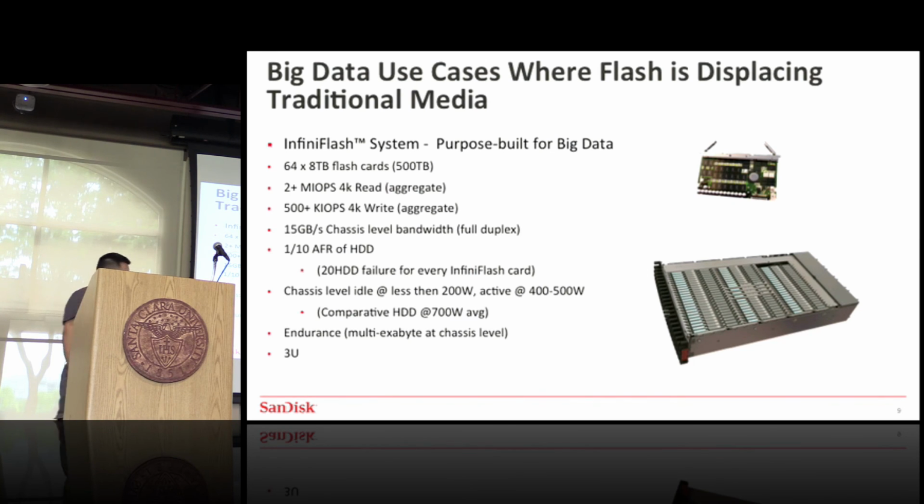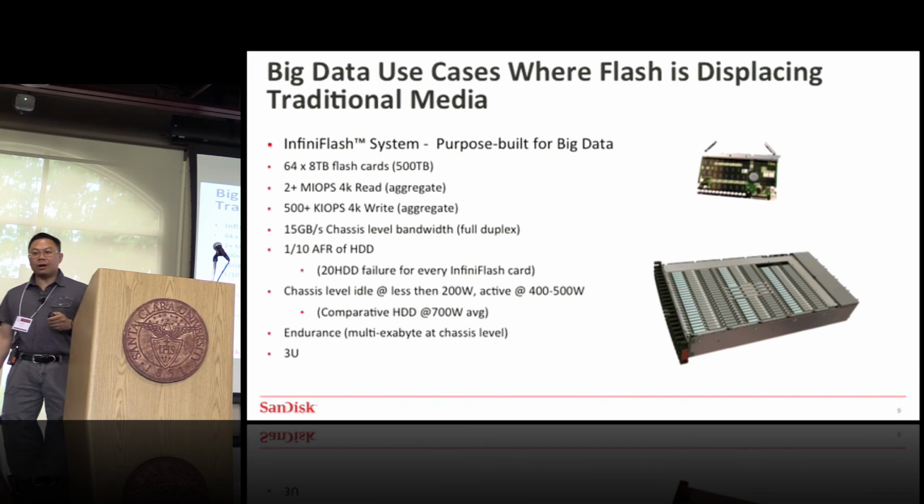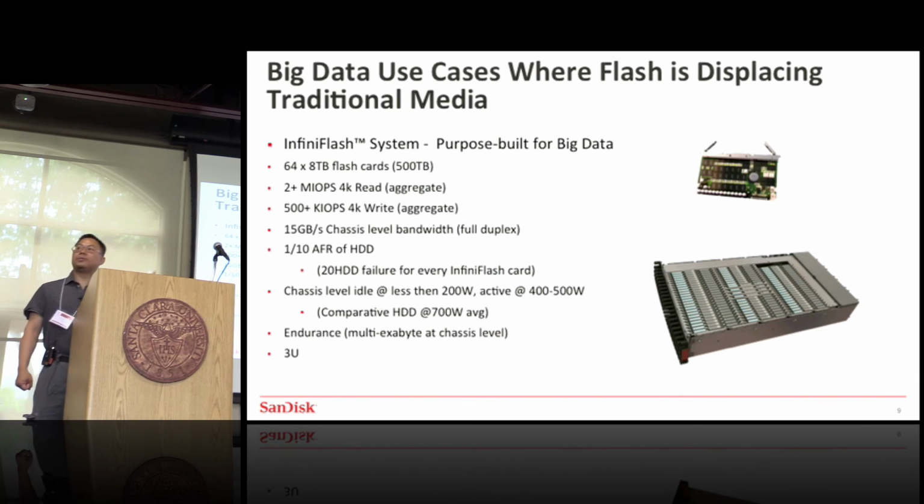Oh, and by the way, a lot of the questions people ask is, what is the endurance of your card? We don't look at a card level endurance because this is a system. What we look at is basically the amount of data you can read and write from this, which is about 2 to 3 exabyte of change rate. And let me speed up a little bit.